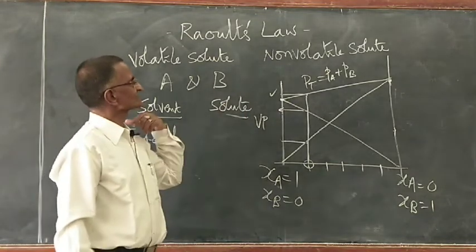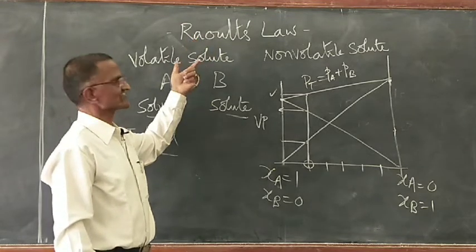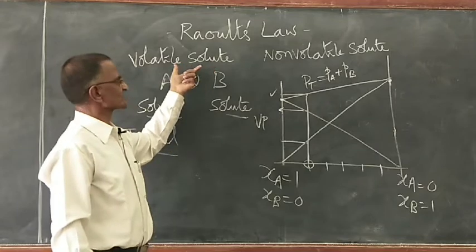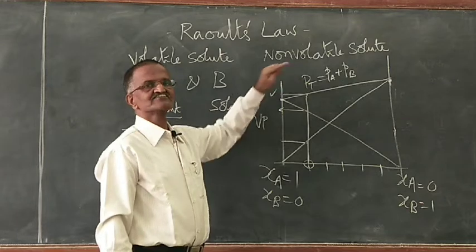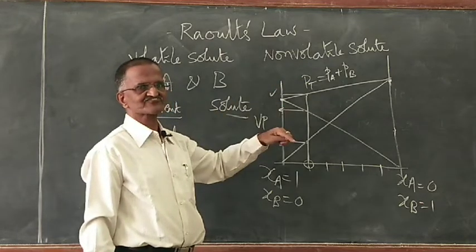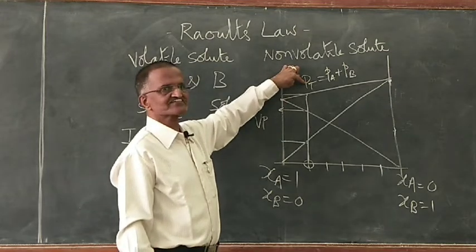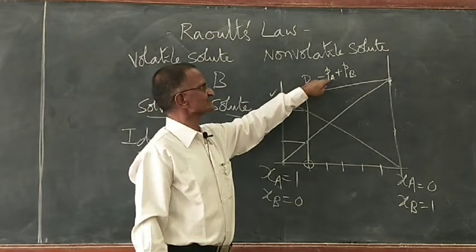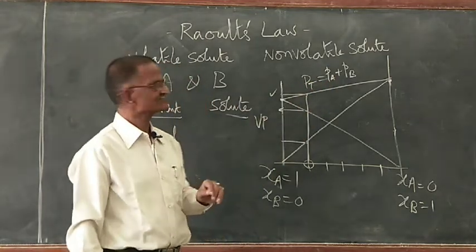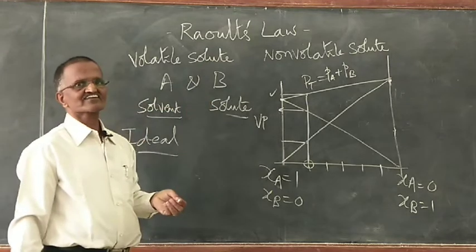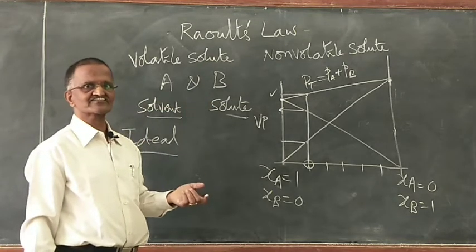Right? So now I can understand Raoult's law. Raoult's law for a solution containing volatile solutes: the total vapor pressure of the solution containing two volatile substances is equal to the sum of the partial pressures of both A and B on the surface of the liquid. That is Raoult's law for a solution containing volatile solutes and solvent.